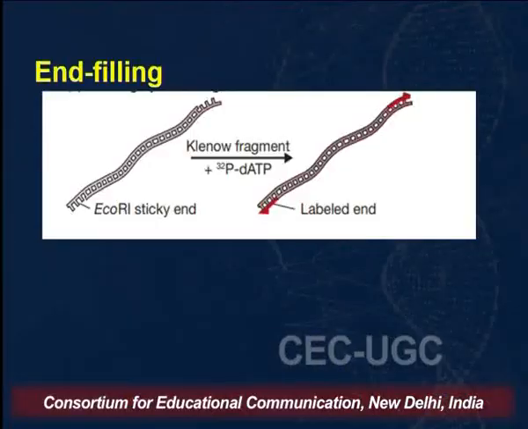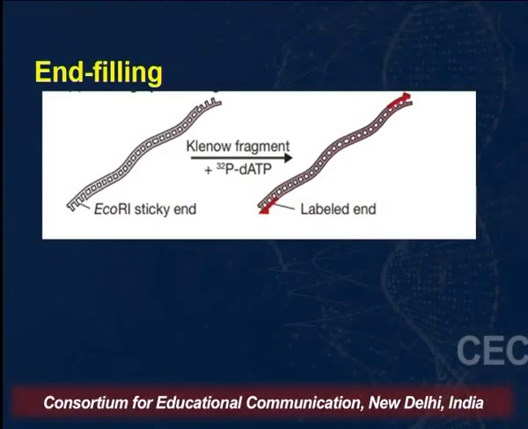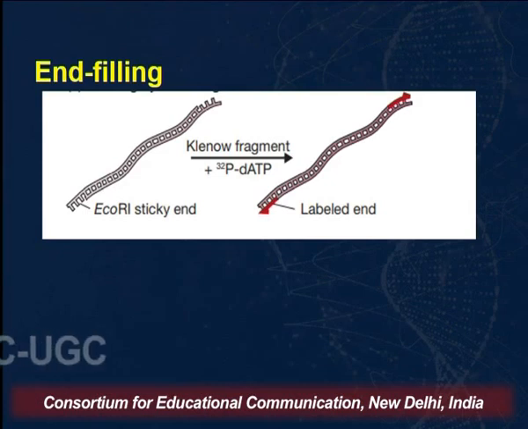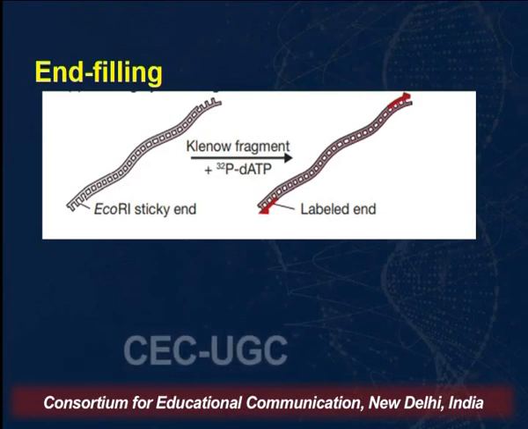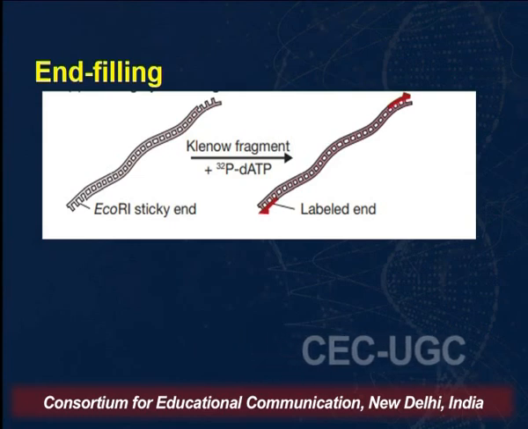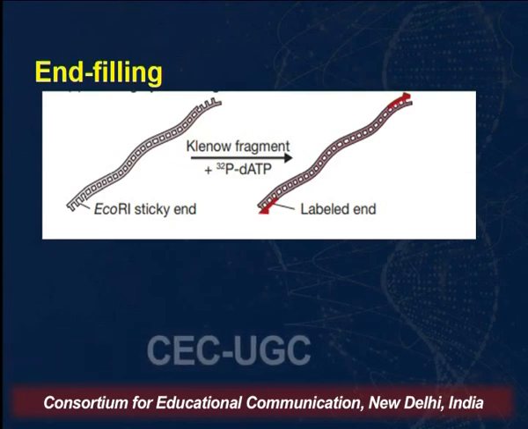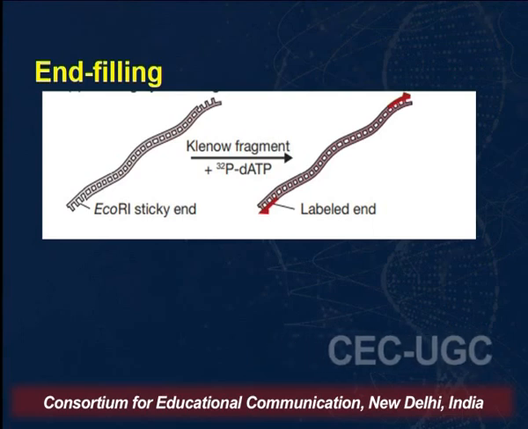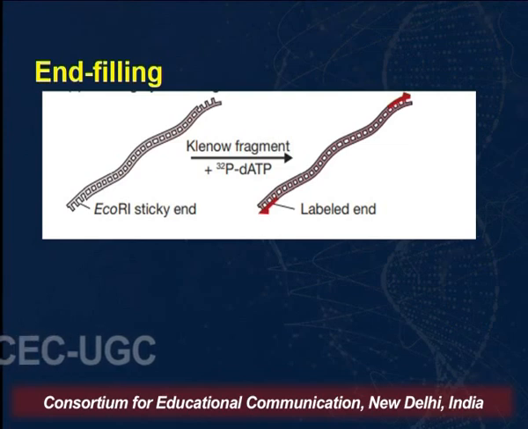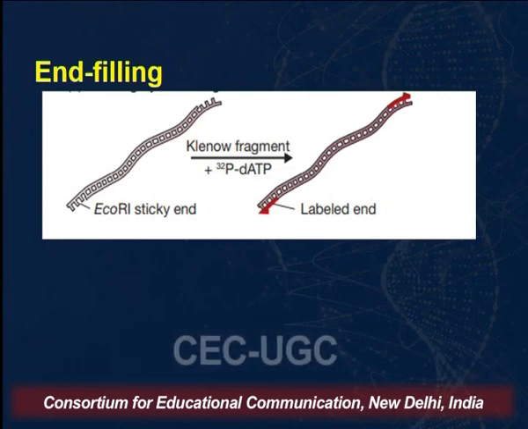Another method is what is called end filling. The name suggests it is filling the ends. So how do you fill the ends? For this, you use a probe which has been digested with restriction enzymes, so that on the two ends you have cohesive ends. For example, in this case it is showing an EcoRI sticky end. Then those overhangs which are there, you complete those overhangs. So you synthesize the complementary strand. For that, a Klenow fragment is used.